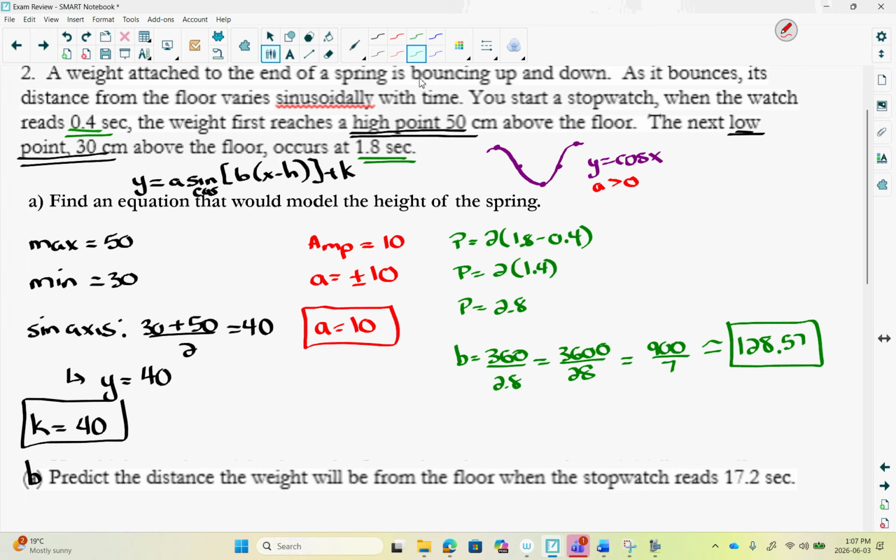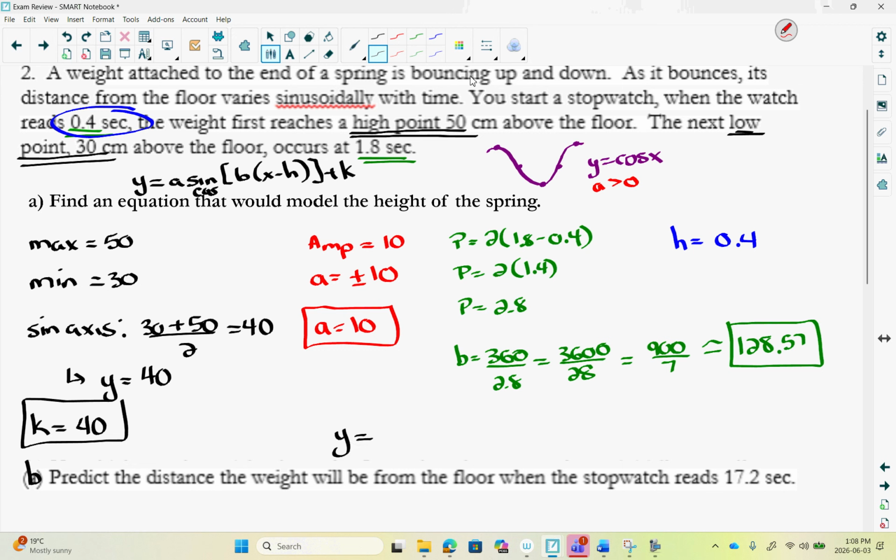Yeah? Anyone remember what the H value is? What the phase shift or the horizontal translation? What number is it? It's the first time given. Like, I really don't care what's happening between 0 seconds and 0.4 seconds. So when it comes to the equation, I would write the following.